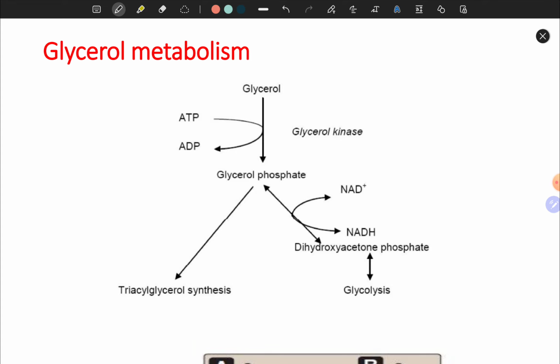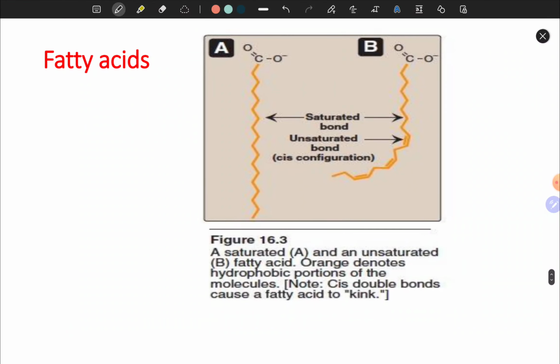What about the fatty acid? We have different types of fatty acid, saturated and unsaturated fatty acid. Unsaturated means they have a double bond.